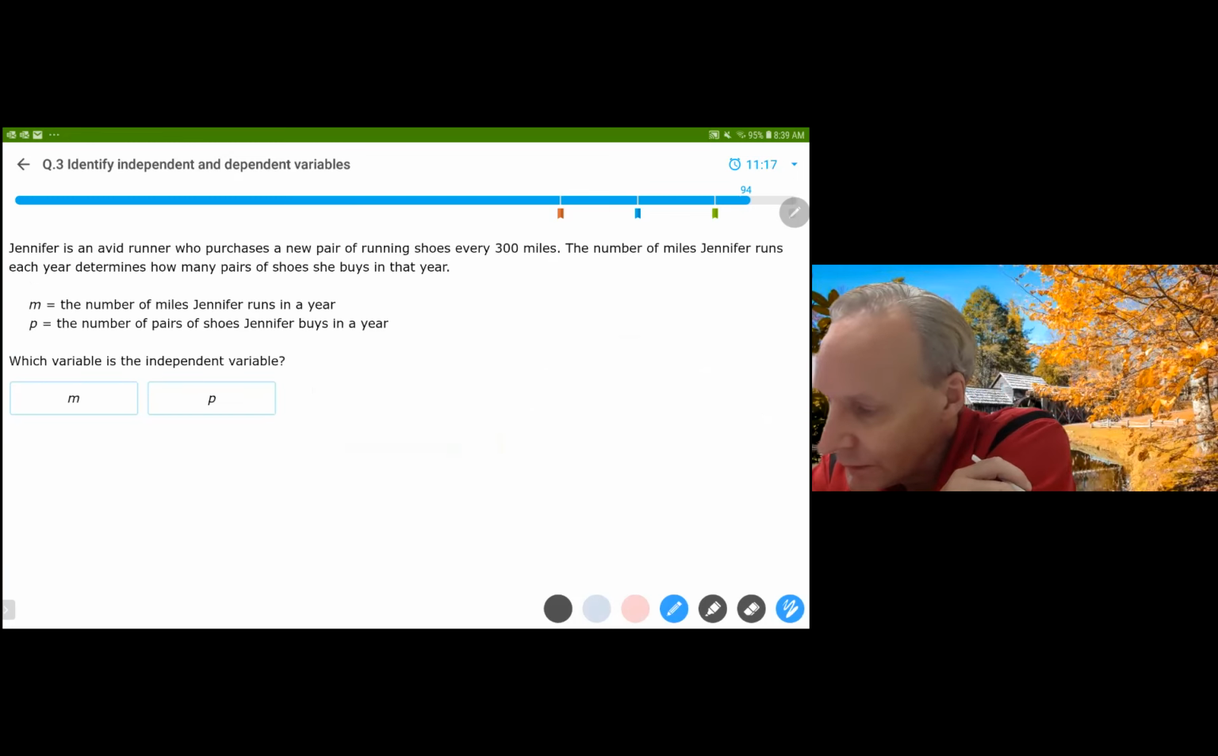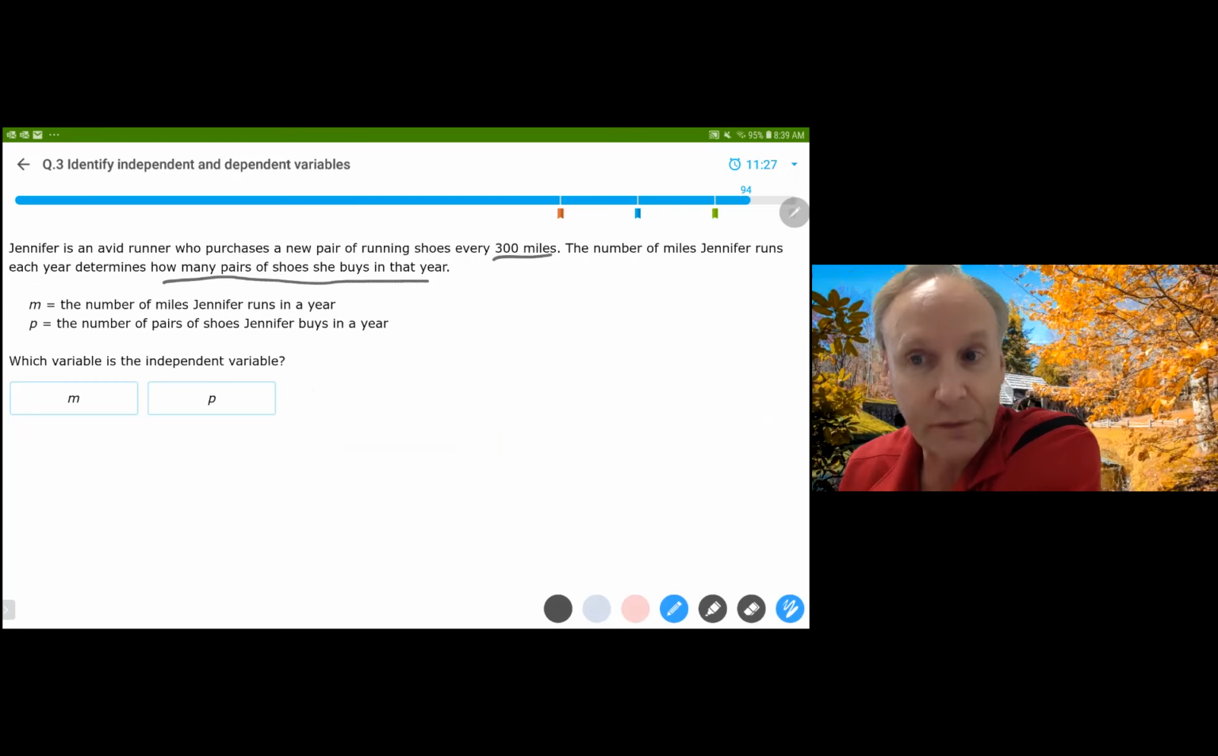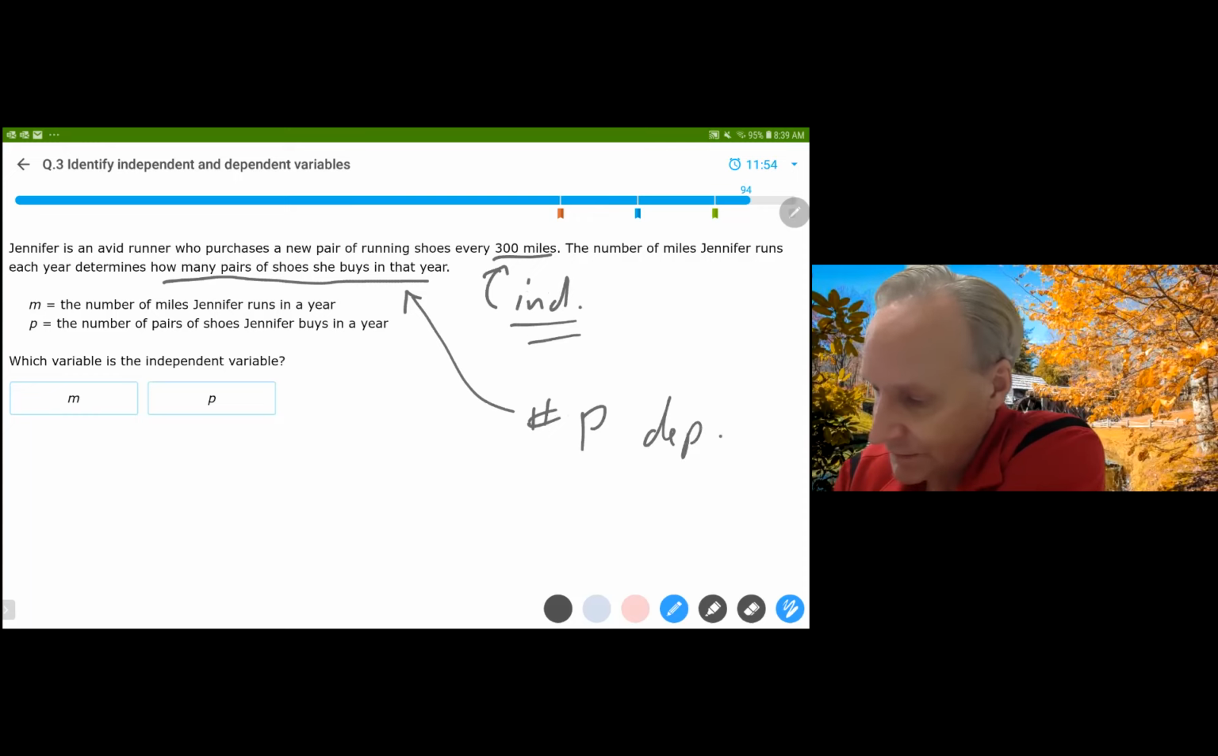Okay, we have another runner who purchases a new pair of running shoes every 300 miles. The number of miles determines how many pairs of shoes she buys, not the other way around. If she buys more shoes, it doesn't mean that she automatically has that many miles under her belt, because I know a lot of people that buy lots of shoes and they don't run the miles. So the miles are the independent, and the number of shoes, which is P, is the dependent. The independent is the miles, isn't it?